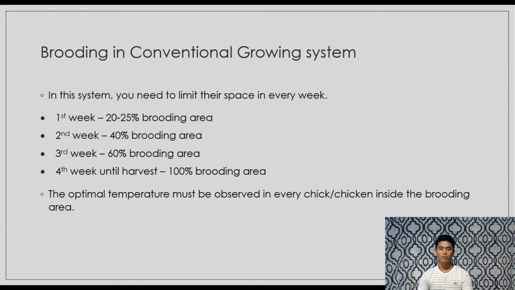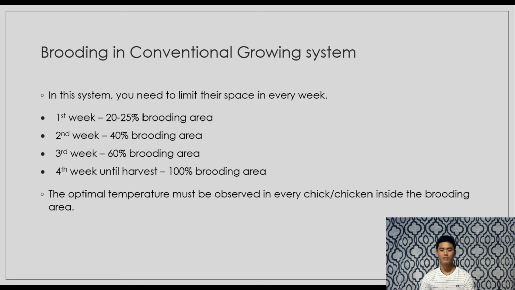First week, 20 to 25% brooding area. In the second week, 40%. In the third week, 60%. And in the fourth week until harvest, 100% brooding area. The optimal temperature must be observed for every chick or chicken inside the brooding area.